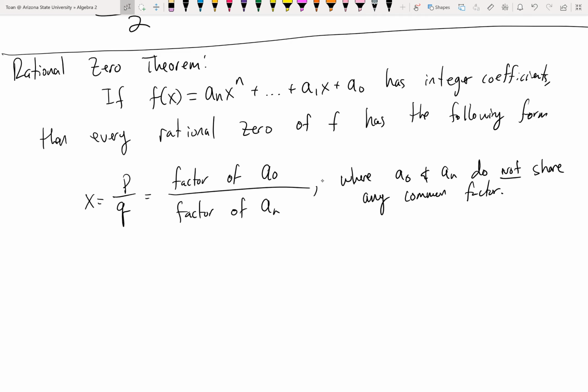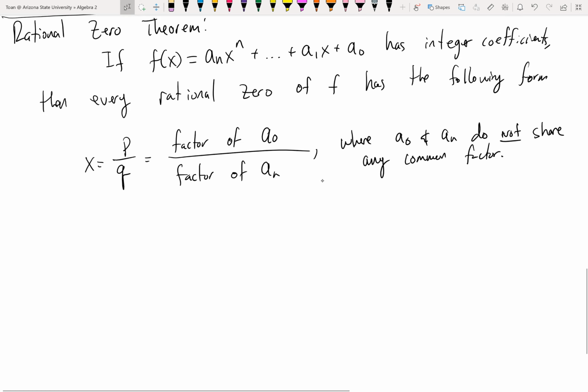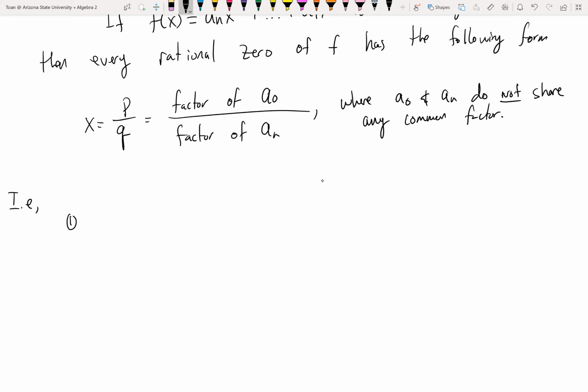This theorem sounds confusing and complicated just reading the definition, but once you get into the actual finding of it, it's actually a pretty nice and easy way to write a list of possible rational zeros. Do note that this theorem does not find it for you. It just gives you a list of possibilities. So to find that list of possibilities, you basically have 3 steps.